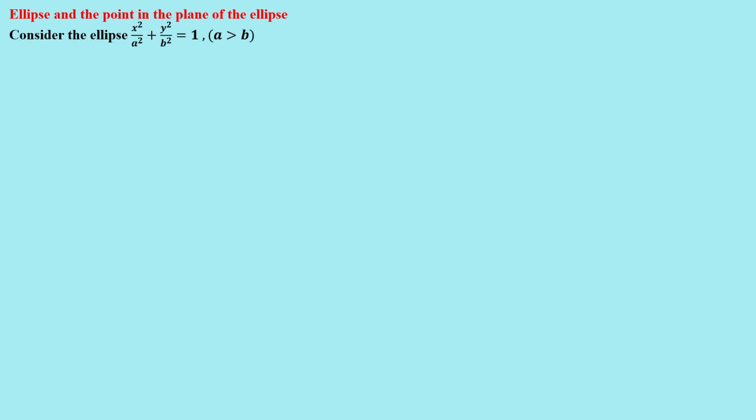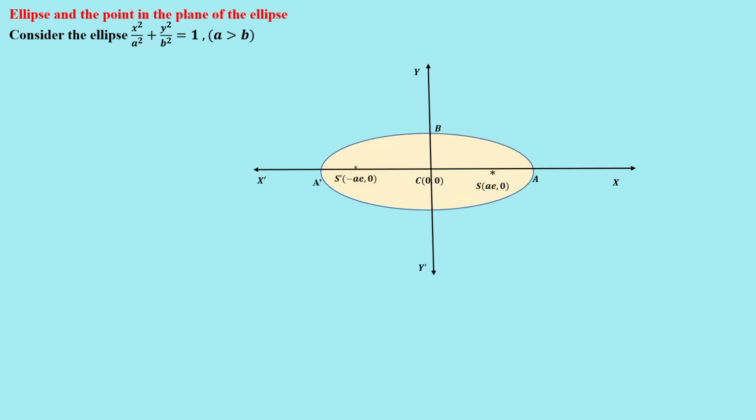Consider the ellipse x square by a square plus y square by b square equal to 1, where a is greater than b. So we are taking a greater than b, but b greater than a is also possible, and whatever it is, the same results will be applicable for that also. That is why we are proving all the results with the particular ellipse x square by a square plus y square by b square equal to 1, where a is greater than b. Now consider the ellipse. So this is the ellipse.